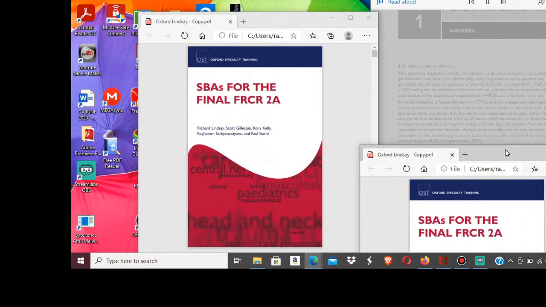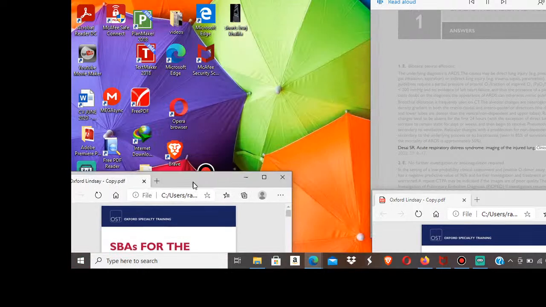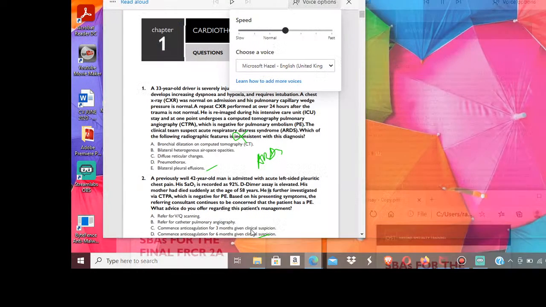Reference: Acute respiratory distress syndrome, imaging of the injured lung. Clinical Radiology 2002, 57, 817.